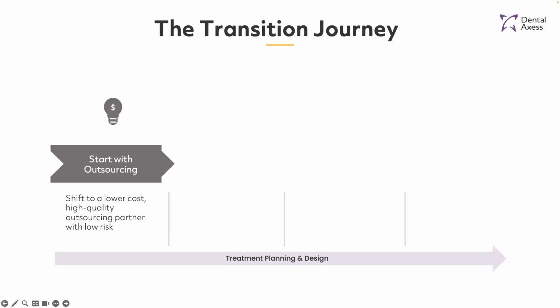And this is where Dental Access can help. With 12 years in this industry globally, we have seen practices and labs of so many different scales and sizes. This is how we usually help our clients gain the confidence and move into doing it themselves in a way that would be most cost-effective and efficient for their own needs. So the first step in this type of transition journey is to start with strategic outsourcing. Now, this involves shifting towards lower cost, high quality outsourcing partners with reduced risk. This reduces initial investment for you and provides you with opportunity to assess outsourcing partners for long-term collaboration.